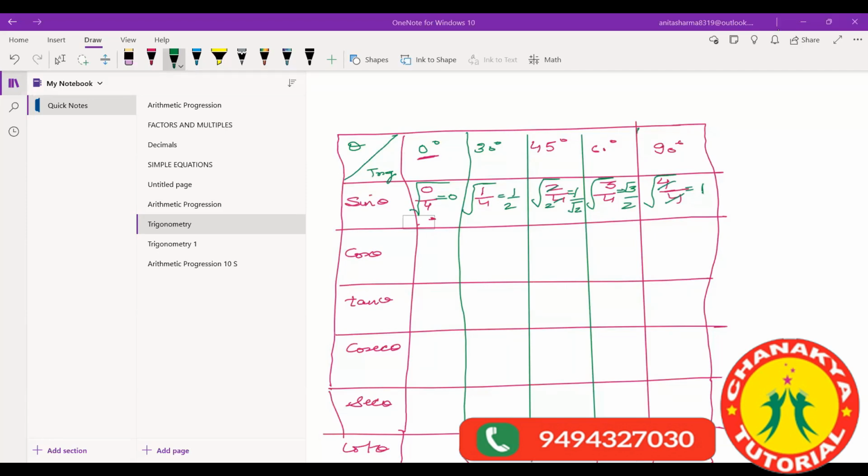Now for finding the values of cos theta angles, what you will do, you will just start writing from the back. Sine 90 is 1, so you will write it in cos 0. Next, sine 60 is root 3 by 2, so you will write here root 3 by 2. Then 1 by root 2 as it is. Next is 1 by 2 here and this 0 here.